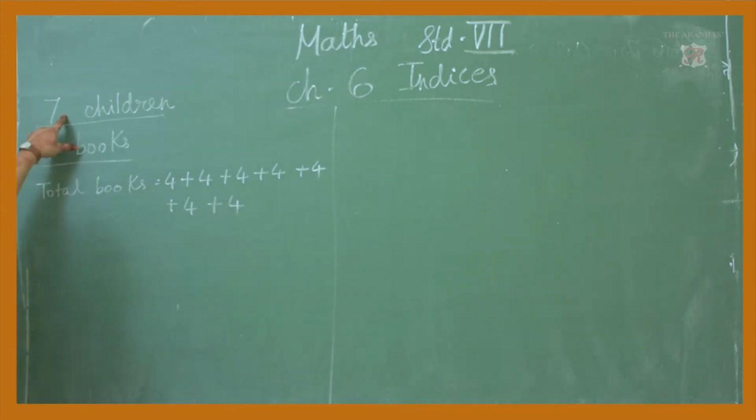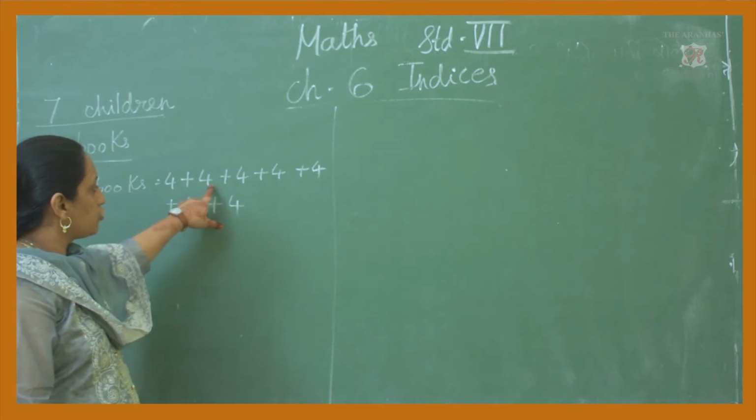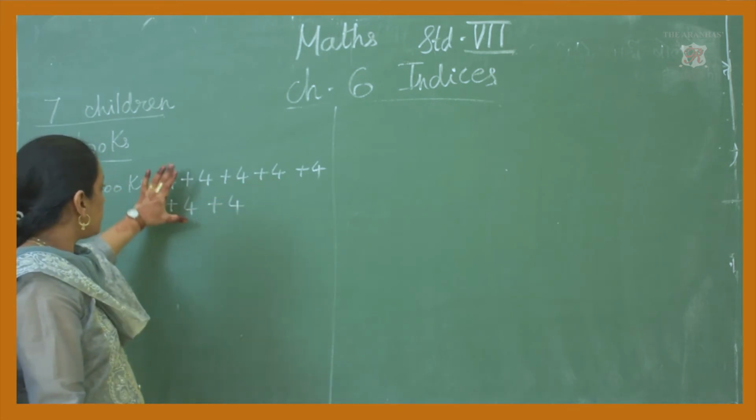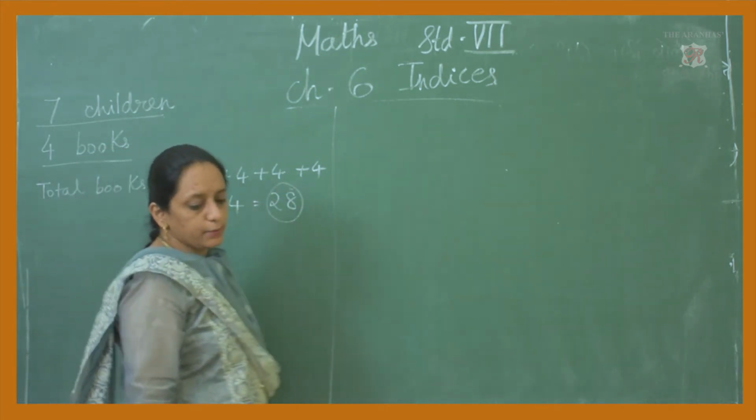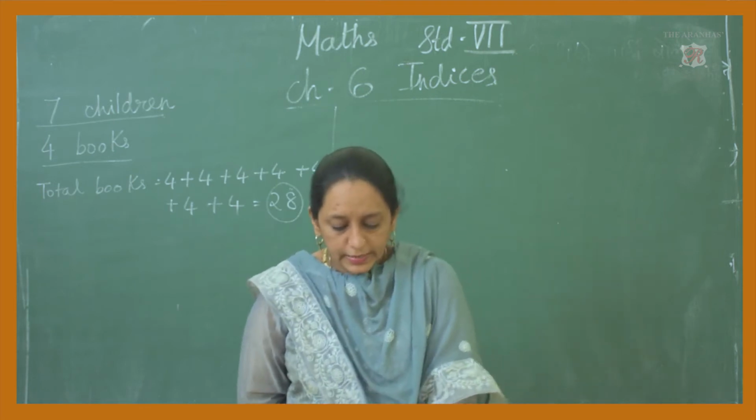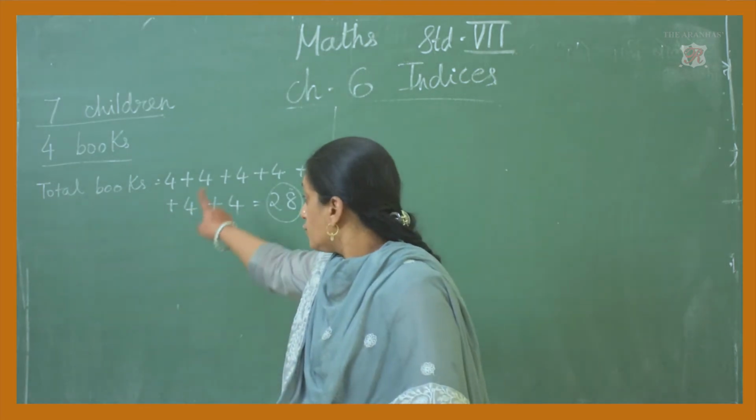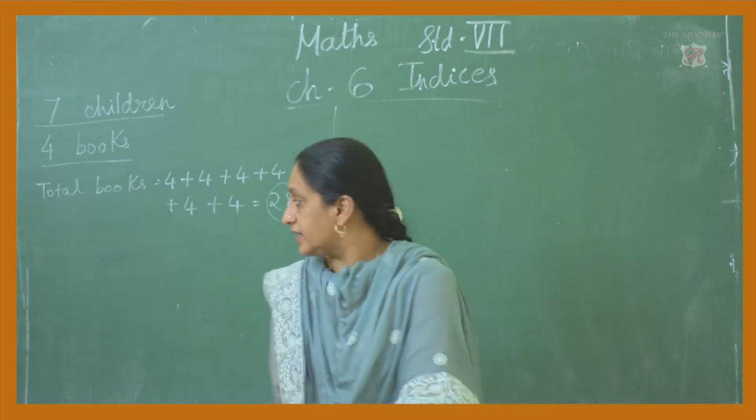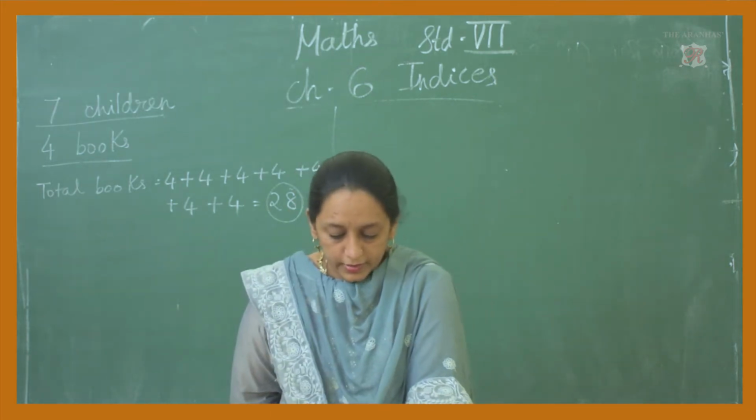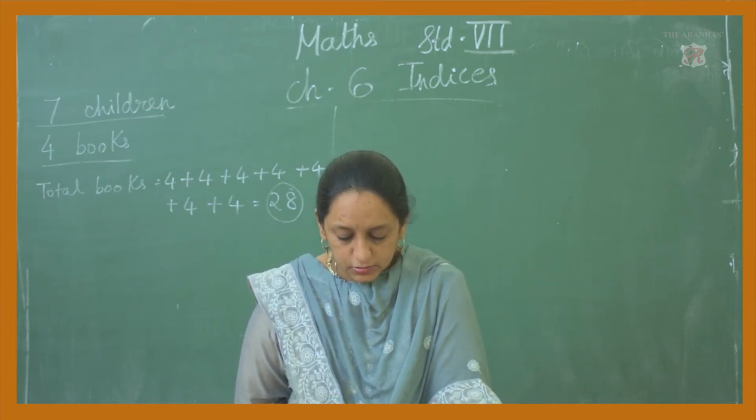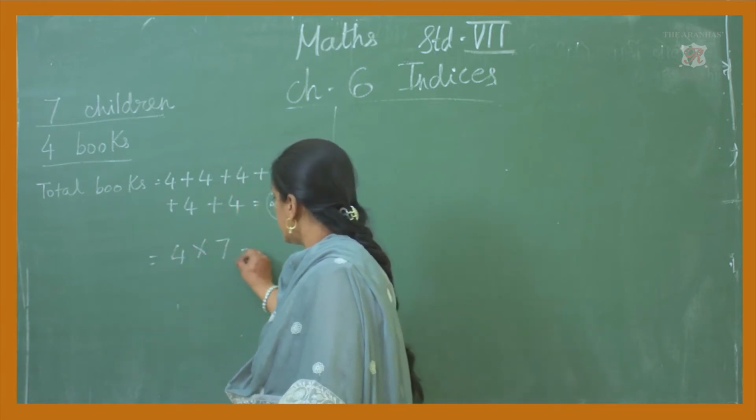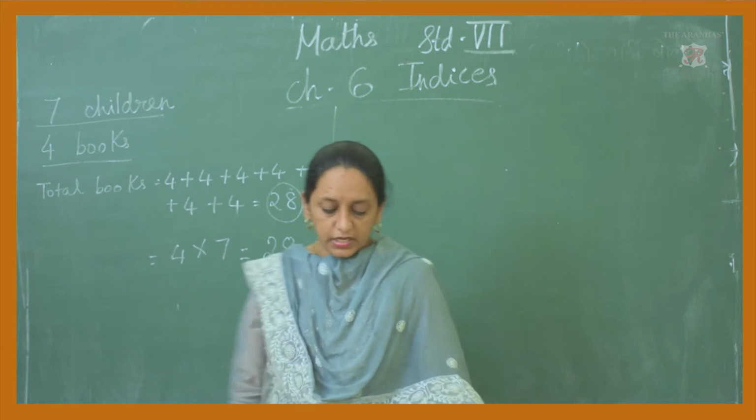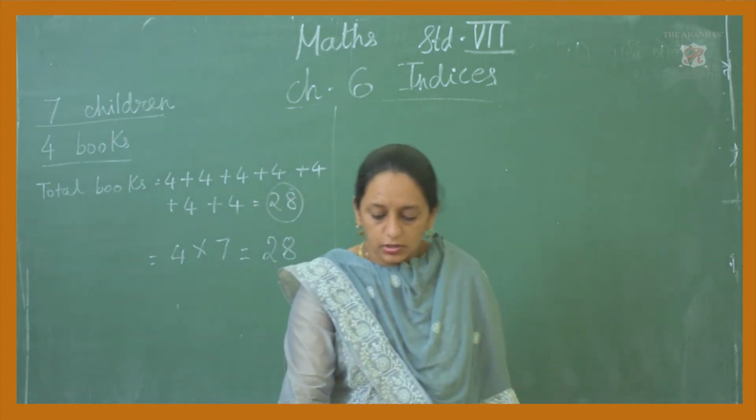Because there are 7 children, each child is getting 4 books. So, one child is getting 4 books, second is also getting 4, third is also getting 4. Similarly, 7 children are getting 4 books. So total 28 books are being given. Addition of the same number again and again. Here 4 is added again and again, that is 7 times. And again it can be shown by multiplication. Total books you can also write this as, I wrote first, 4 multiplied by 7. That is again equal to 28. This was the example given in your textbook.